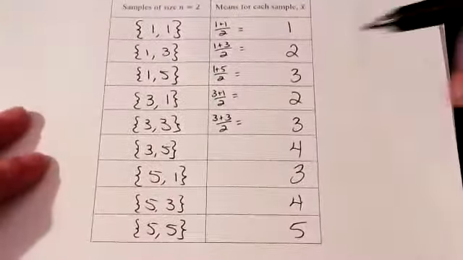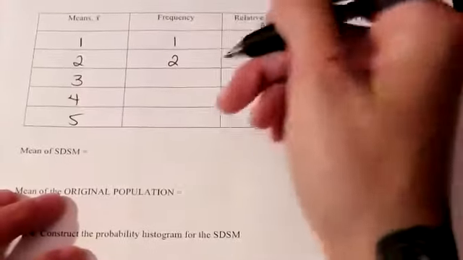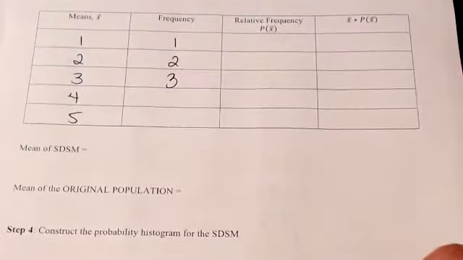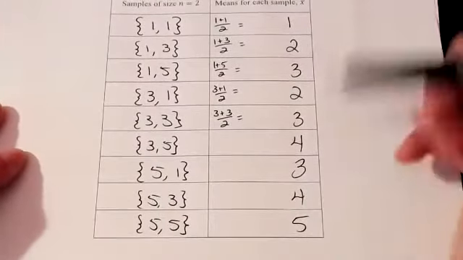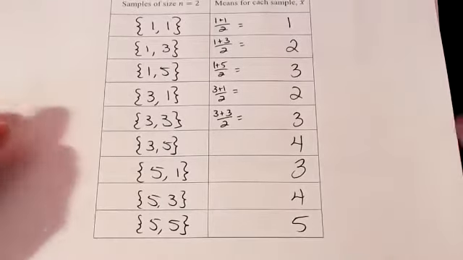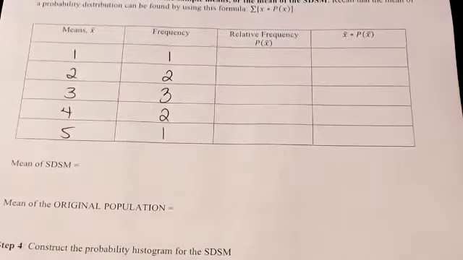A mean of 3 appears 1, 2, 3 times. So the frequency is 3. Let's see how many times 4 appears. 4 appears twice. And just for the sake of simplicity, 5 appears once. So 4 appears twice and 5 appears once.